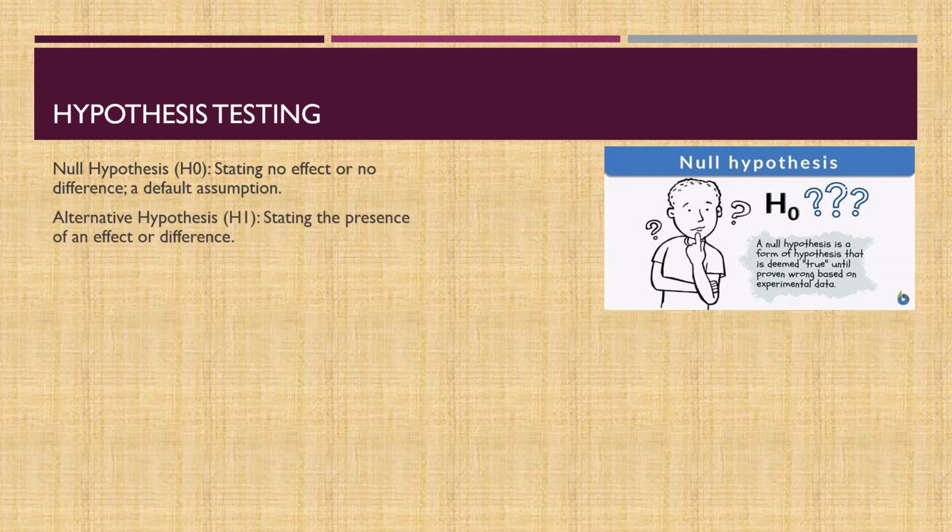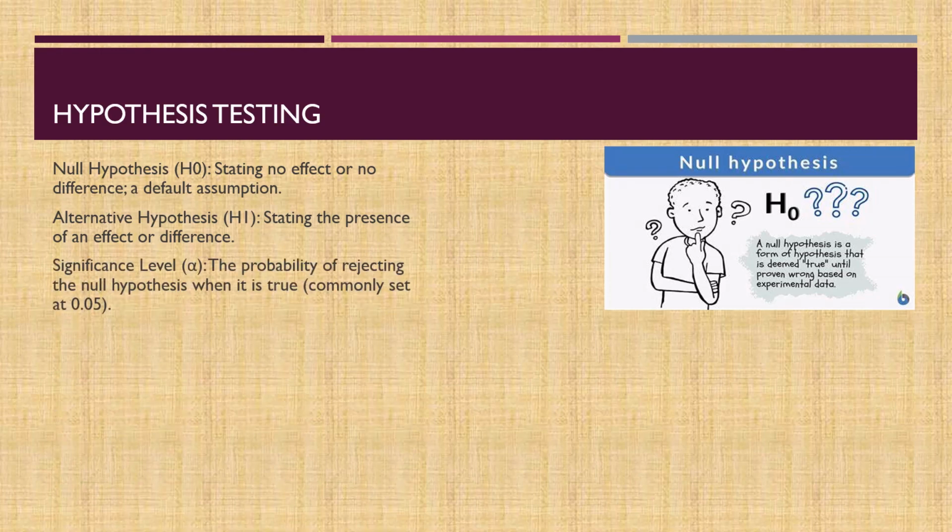The alternative hypothesis is the opposite of the null hypothesis, which states the presence of an effect. Like in the previous example I've given you, the alternative would be the Earth is round. Round, I mean, not flat.